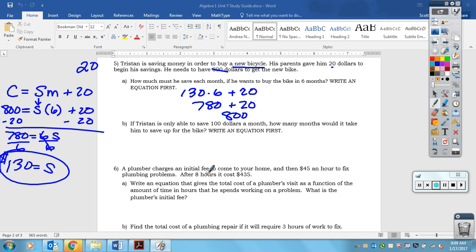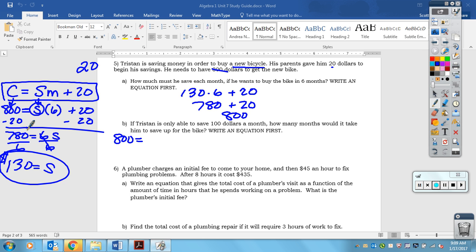Now Tristan's only able to save $100 a month. How many months would it take him to save for the bike? So the equation is virtually the same as this general equation, but some of these numbers are going to change. The cost is still 800, so 800 is still equal to. Now we know the savings.